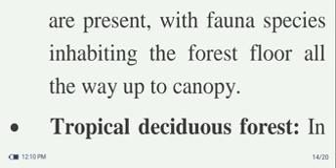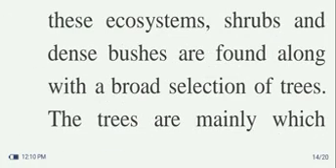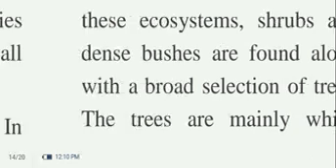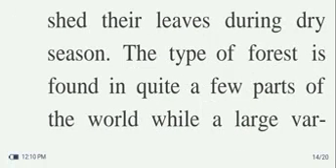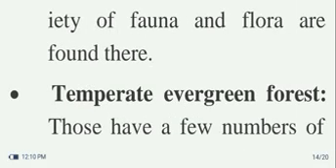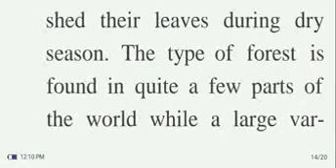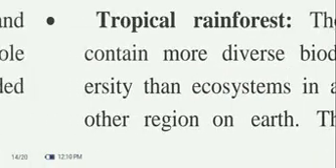Then tropical deciduous forest. In these ecosystems, shrubs and dense bushes are found along with a broad selection of trees. The trees are mainly those which shed their leaves during the dry season. This type of forest is found in quite a few parts of the world, while a large variety of fauna and flora are found there. Then temperate evergreen forest. Till now, we have learnt the tropical rainforest.